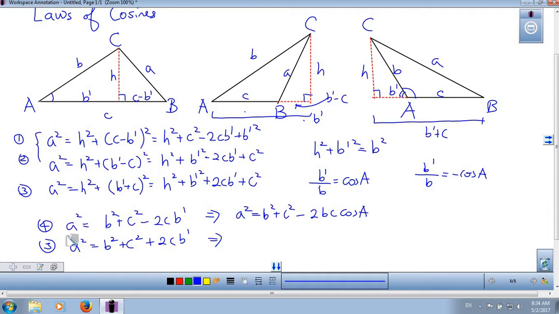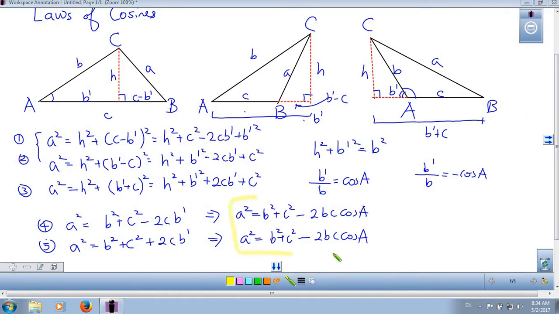But in equation number 5, this equation becomes A squared equal to B squared plus C squared minus, also minus because this B prime is negative B cosine A, so it becomes also minus 2BC cosine A. So what happens is that in all three situations, our methodology will allow us to simplify the formulas down to this, and this is called the law of cosine. So yes, we went through a little bit of a complicated process of deriving the law of cosine.